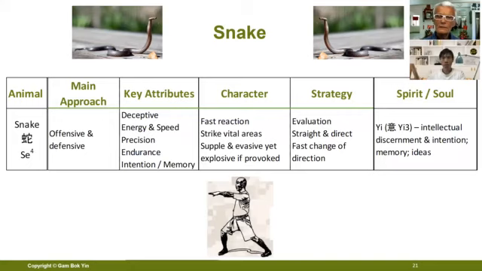Its strategy is more on evaluating what's happening around it. It doesn't necessarily want to attack everything and give up its venom. It only wants to give up its venom to something that it sees as a threat or prey. Otherwise, it's got to make more. So it needs to evaluate the situation. And its strategy is very straight and direct. It attacks in a straight line and very directly, but it's also able to change direction very, very quickly.